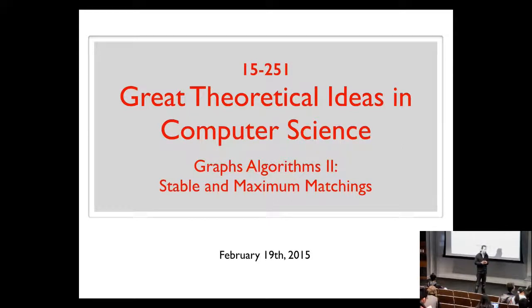But graph problems in computer science are basically everywhere. So in some sense, graphs are like a prerequisite to talking about the stuff that we're going to talk about later. Okay, so we're going to do the stable matching problem and the maximum matching problem. And we're going to start with the stable matching problem. And let me motivate this by an example, okay?